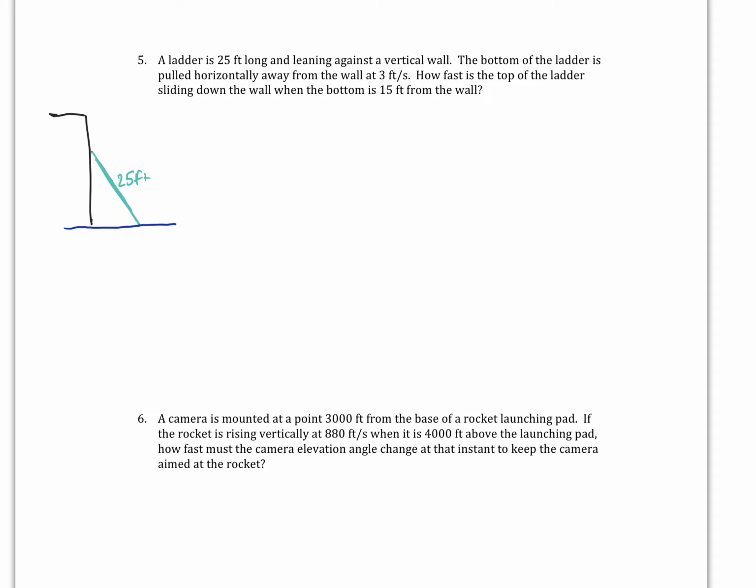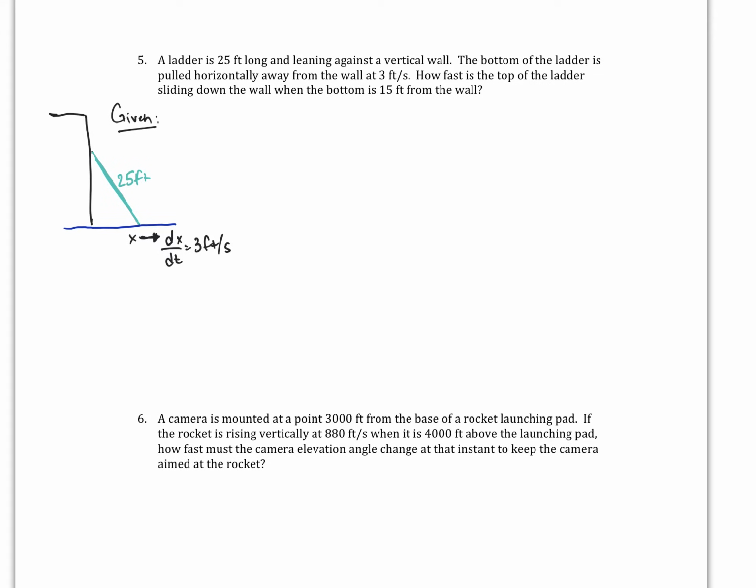The bottom of the ladder is pulled horizontally away from the wall. So this ladder is being pulled in that direction, right? This is an x direction. I can call it in the x at 3 feet per second. So this is all my givens right here. It's being pulled away. That's a dx dt of 3 feet per second, right? It's the rate, so that's why it's a dx dt. It's moving away from the wall at 3 feet per second.